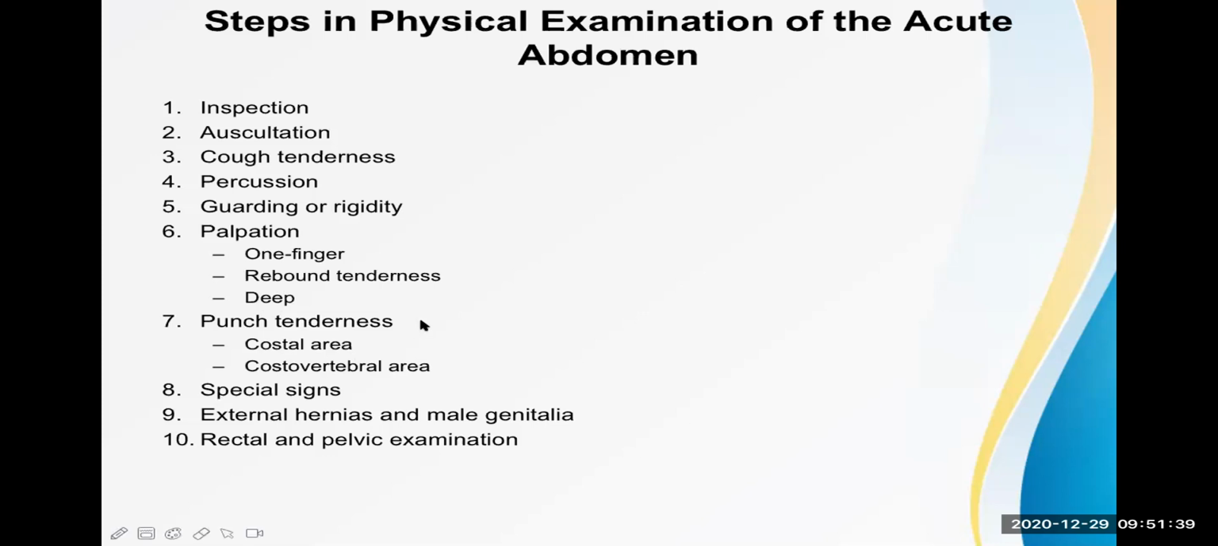Punch tenderness means we hit some particular area with our fist, like a punching. And those two important areas are the costal area for cholecystitis pain and the costovertebral area for renal angle tenderness. Some other special signs have to be examined, like Murphy's sign and Kehr sign. So the two important terms: Murphy's sign is seen in acute cholecystitis, whereas Kehr sign is seen in splenic rupture.